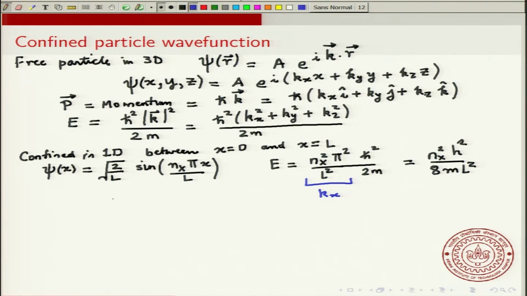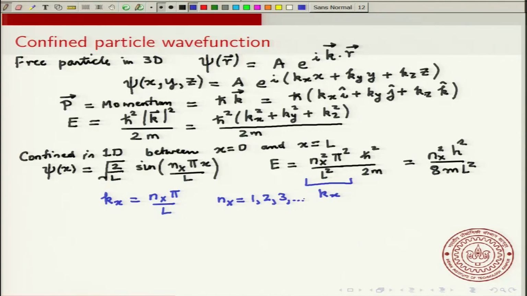Okay, so what it says is that your kx is quantized, n x pi by L, and n x equal to 1, 2, 3. So, kx can take only distinct values. And since the kx can take only distinct values, the energy can also take only distinct values. Okay. So, this is a confined particle in 1D.